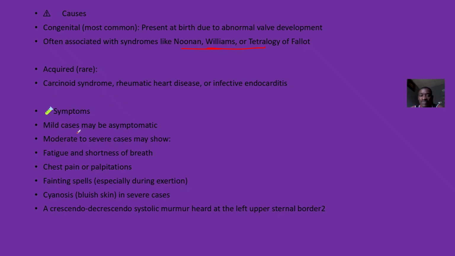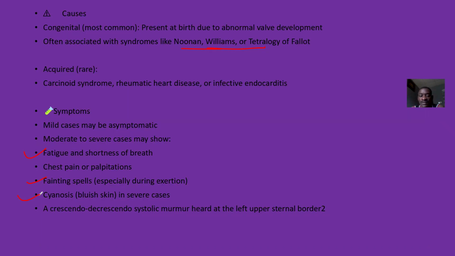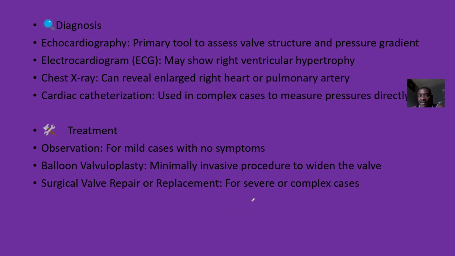So mild to moderate. Mild cases have no symptoms, while moderate ones have difficulties in breathing, chest pains and palpitation, fainting spells, cyanosis where the skin is becoming very bluish, then a crescendo-decrescendo systolic murmur, okay, heard at the left upper sternal border.